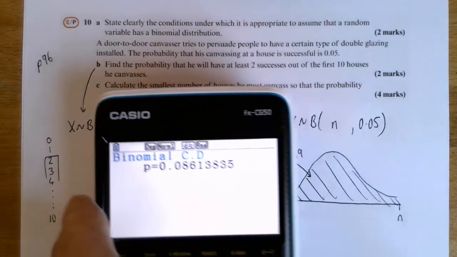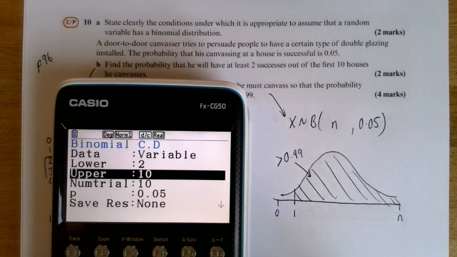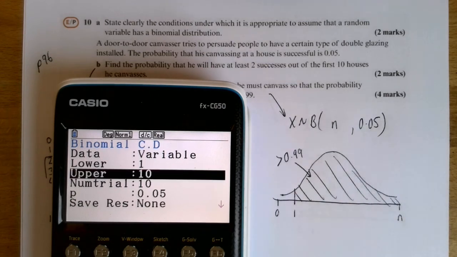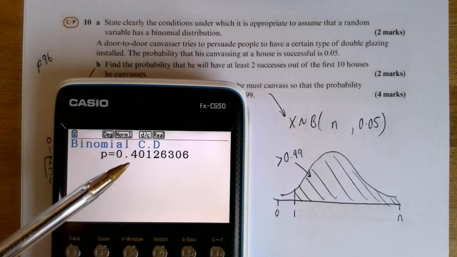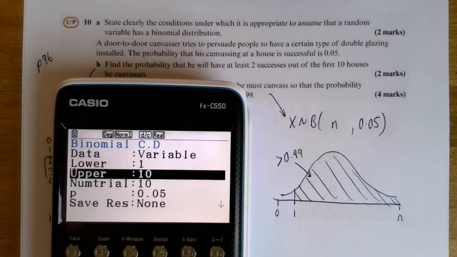Okay, so for the second one, I don't know what n is. I want to know the probability of 1 or more, but I don't know how many I've got, but I need that probability to be bigger than 0.99. So okay, let's set my lower to 1. And let's try 10 to start with. Let's say that he knocks on 10 doors. Well, that's nowhere near 0.99, so having 10 doors isn't going to be good enough.